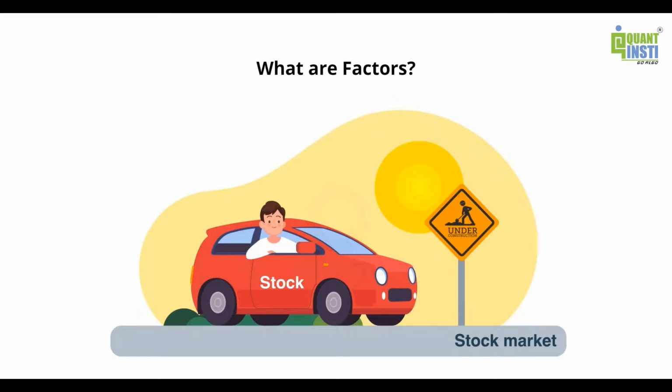Imagine you're driving a car on the road. Now, in this example, the road actually represents the stock market and your car represents the stock. And these factors are like the external forces that influence how you drive. In this example, it could be the weather conditions, the condition of the road, and even your own driving skills. These will affect the speed of your car.